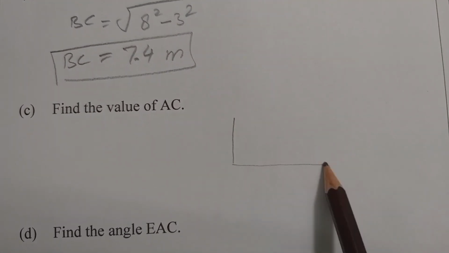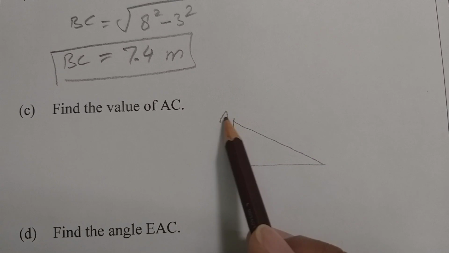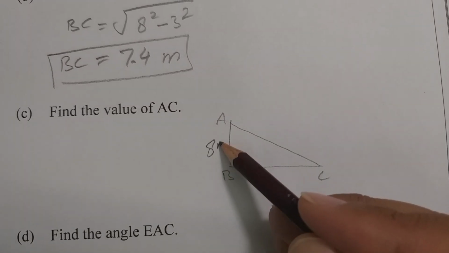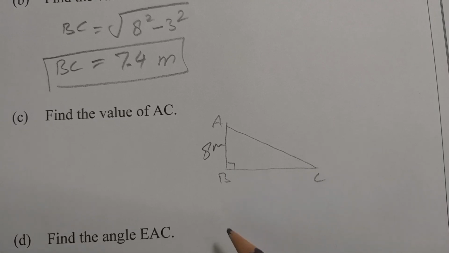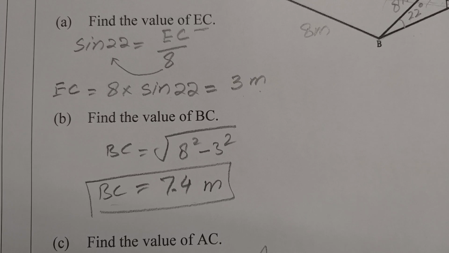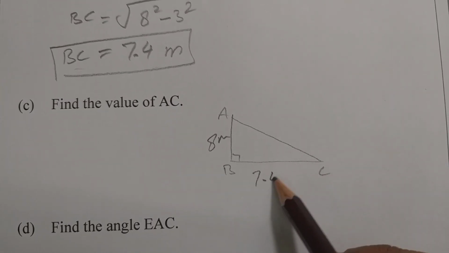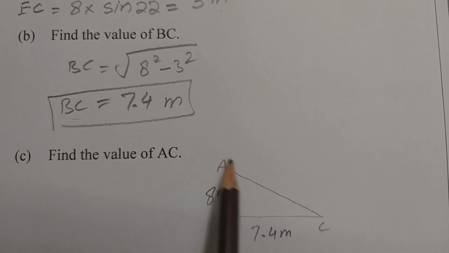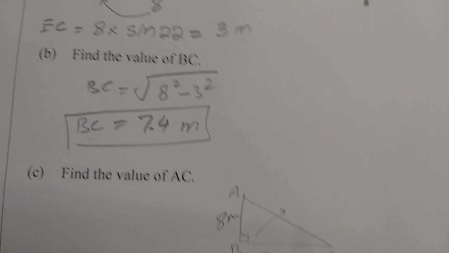Either you can make a rough sketch again here. So A, B and C. So AB is 8 meter, BC we found in the last part, which is 7.4 meter. We need to find AC. Again, this is the longer side, so it is the hypotenuse. So for the hypotenuse, we add them.